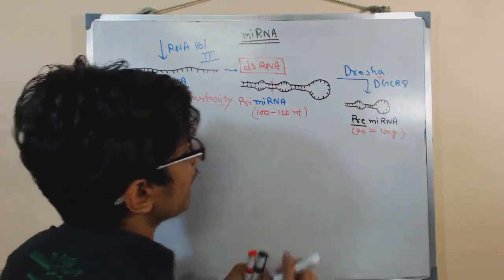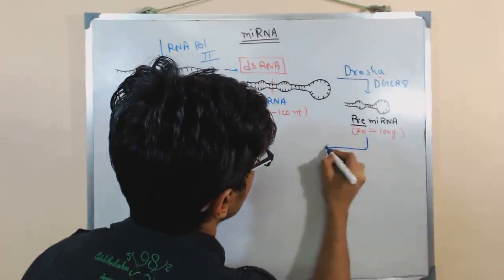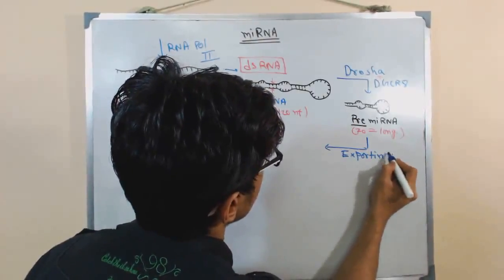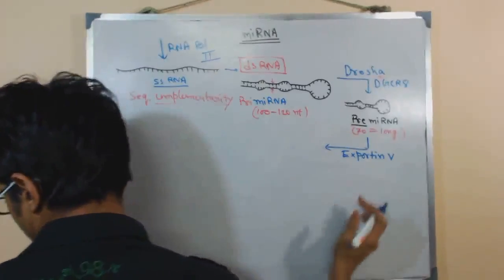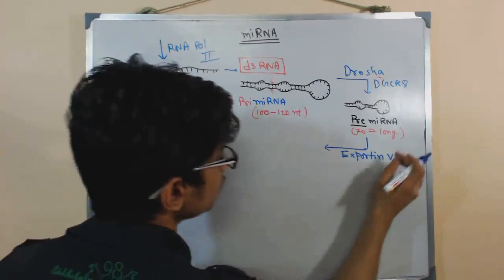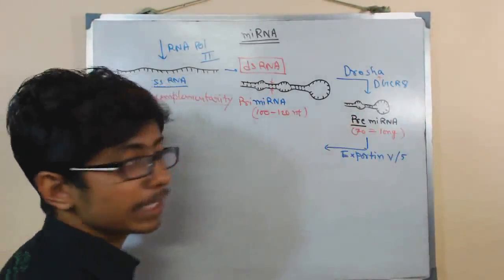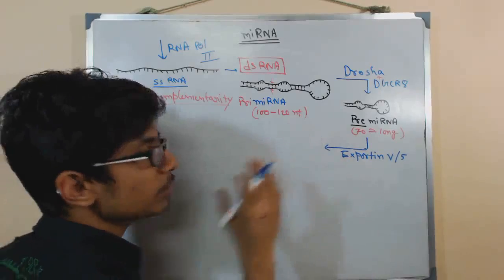It will guide the pre-miRNA and finally bring it to the cytoplasm. And that protein is termed as exportin. So exportin 5 actually. Exportin 5 brings it there. Exportin 5, or however you write it. It brings this pre-miRNA to the cytoplasm.